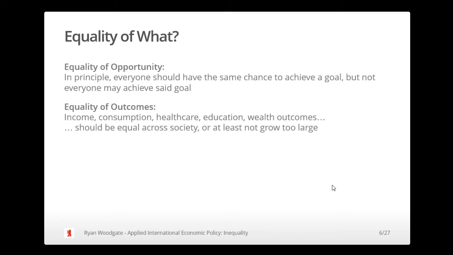And then the second notion is the equality of outcomes. So if you desire the equality of outcomes in terms of income or consumption or healthcare or education or wealth, then it's not really about ensuring people have the same chances. It's about ensuring that they end up with the same results, or at least there shouldn't be a wide disparity in these results. So again, this is more of a fundamental philosophical distinction that is good to keep in mind when thinking about these issues.